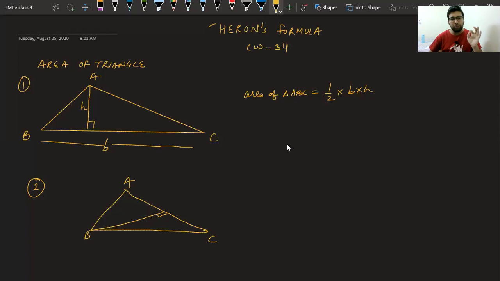Whichever side you put perpendicular on, that side will become your base. So if this BD is your height, then this AC will become your base. So again, formula is same, half base into height.